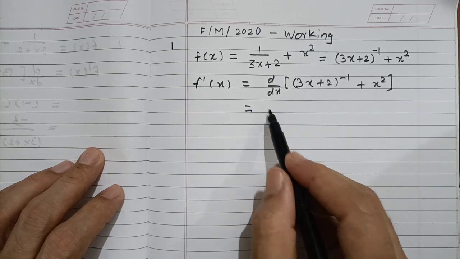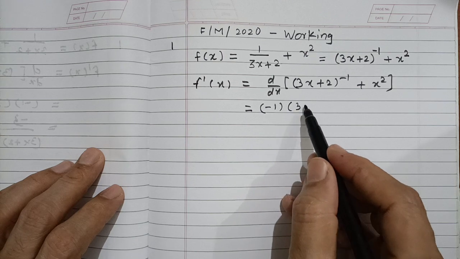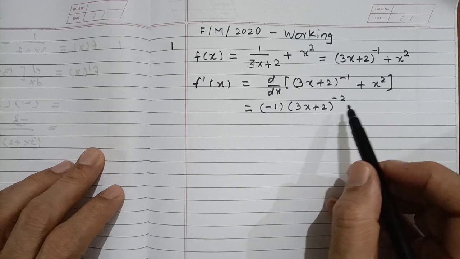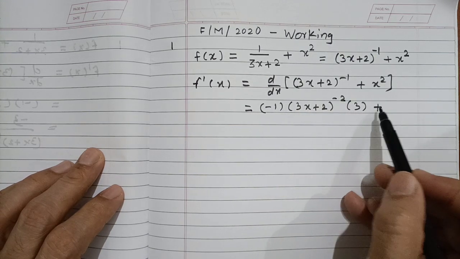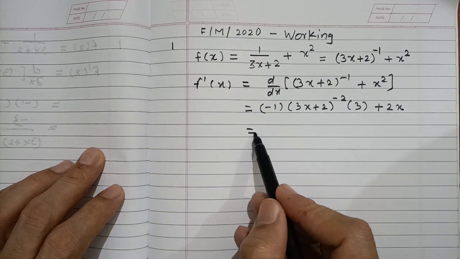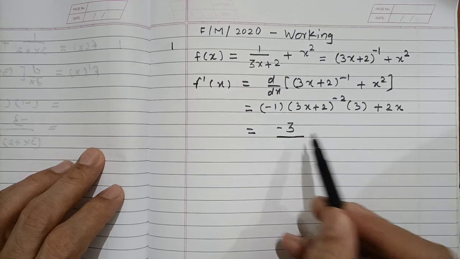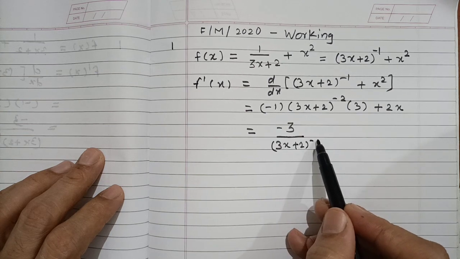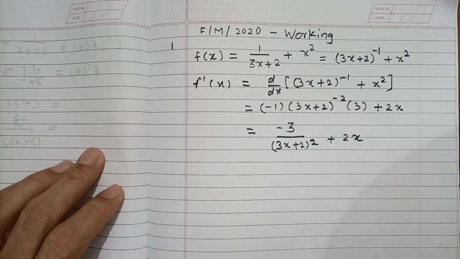So by the formula this is minus 1, this is 3x plus 2 to the power minus 2, and the derivative of 3x plus 2 is 3, and the derivative of x square is 2x. Next, this is minus 1 into 3 is minus 3 divided by 3x plus 2 to the power 2, and this is plus 2x.